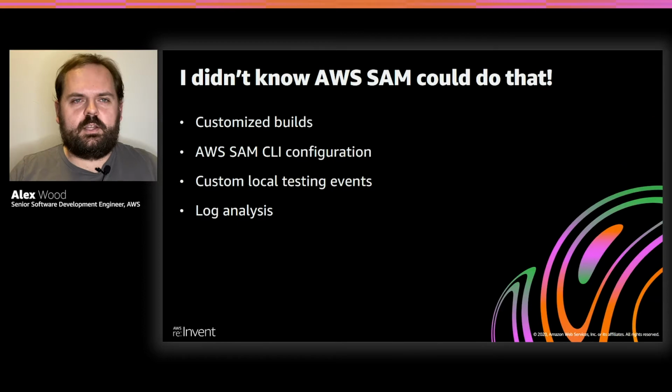So we're going to look a little bit at some interesting customization options you have around building serverless applications. We're going to talk about interesting configuration techniques you can use to streamline your use of the AWS SAM CLI. We're going to talk about custom event generation to improve local testing, especially for asynchronous applications. And we're going to talk about some ways to do serverless log analysis directly from your terminal.